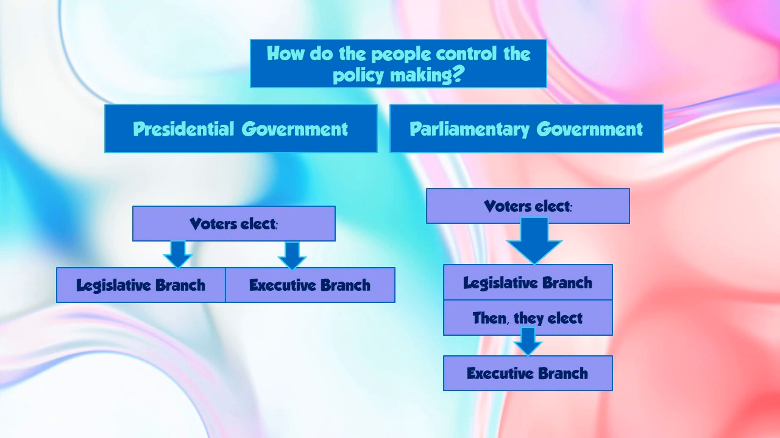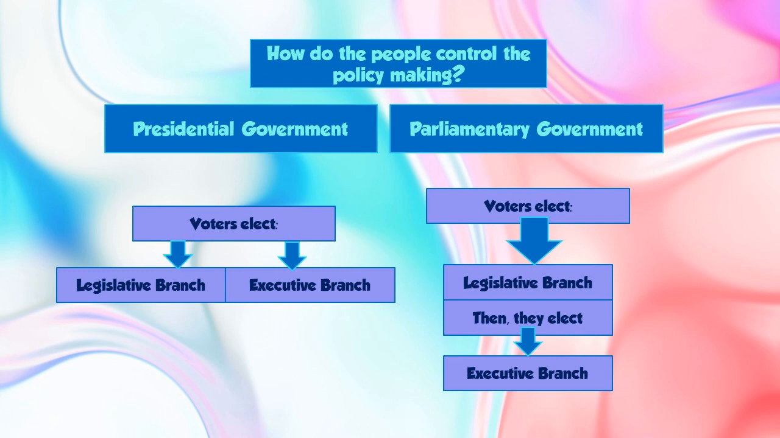The last thing we want to talk about is the difference between a presidential and a parliamentary government. So a presidential government is obviously what we have here in the United States. The main difference between that and a parliamentary government is who the people have control over directly. So as you see on the left, the presidential government, like here in the United States, the voters get to choose the legislative branch and the executive branch.